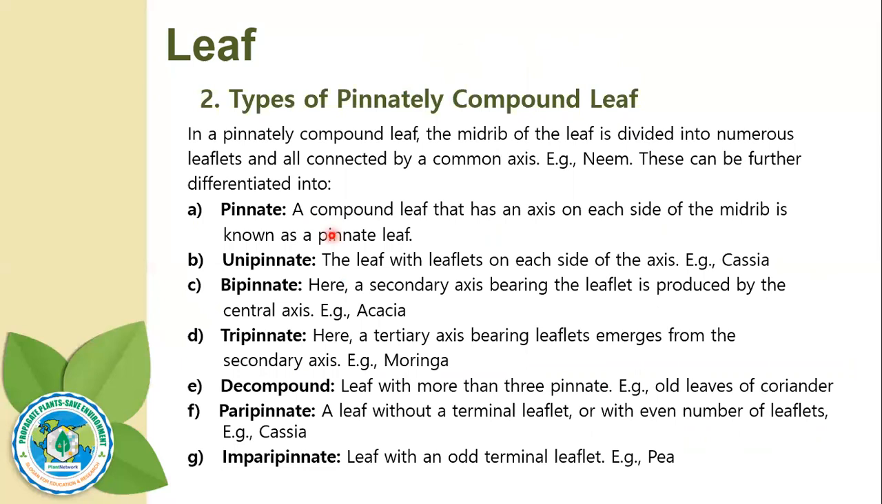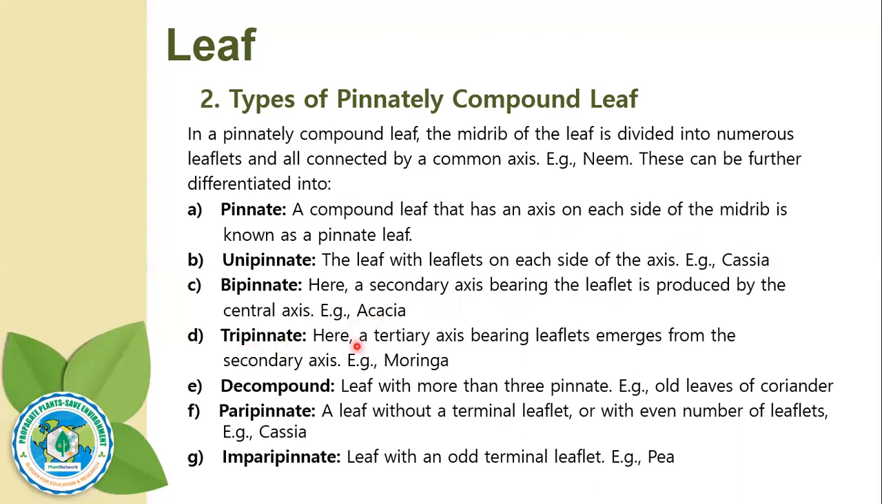Types of the pinnately compound leaf. In the pinnately compound leaf, the midrib of the leaf is divided into numerous leaflets, all connected by a common axis, for example, in the neem tree. This can be further differentiated into pinnate types. A compound leaf that has leaflets on each side of the midrib axis is known as a pinnate leaf. Unipinnate is a leaf with leaflets on each side of the axis. Bipinnate has a secondary axis bearing the leaflets, for example, in the acacia.